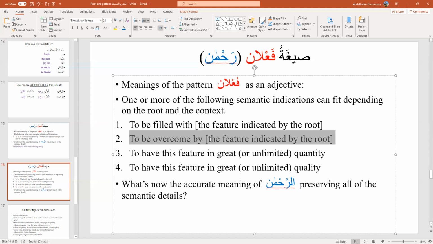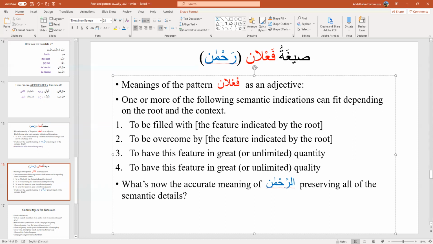So to be overcome by mercy, this is still applicable for this word. The third semantic indication is to have this feature in great or unlimited quantity. Again, this will work in the word Rahman. And quantity and quality are not the same. I'm sure you all know that.